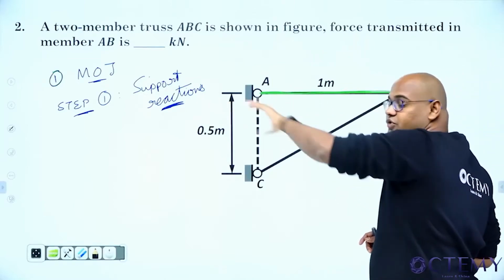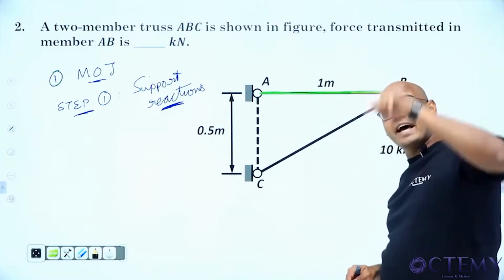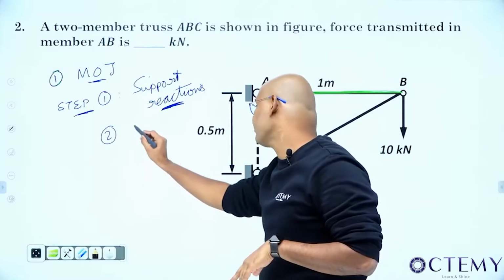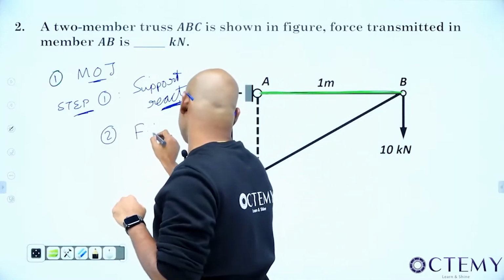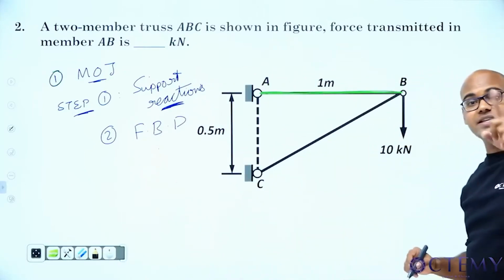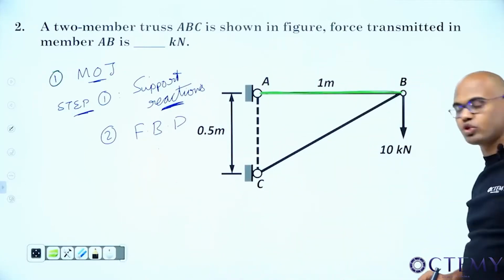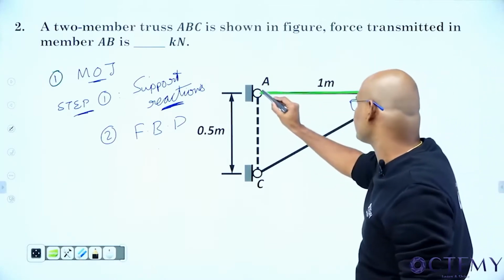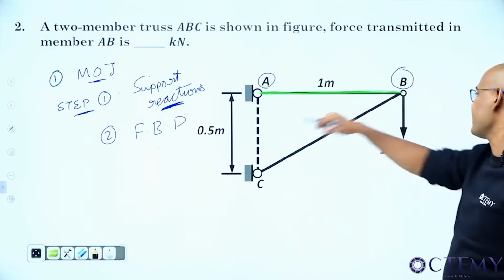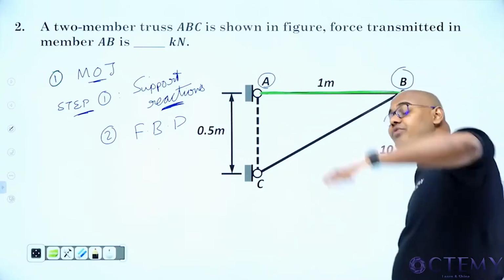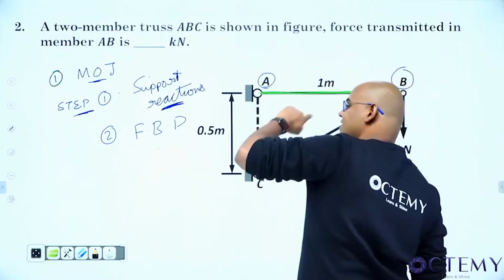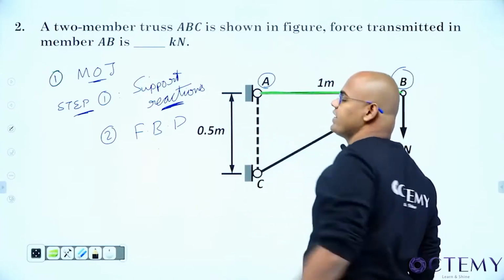Which method do we go with? Method of joints. What's the second step? Draw the free body diagram of the joint of interest, such that the joint is attached to the member. So my member is AB. Which joint is attached to it? Either A or B. So draw the free body diagram of either A or B. If I draw the free body diagram of A, A is having a support, and I need to find the support reactions.